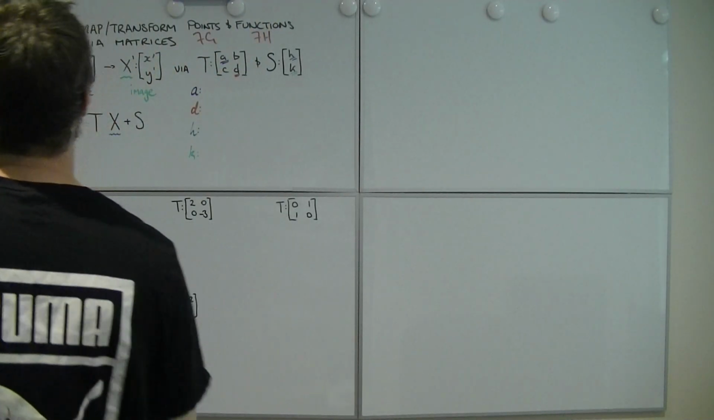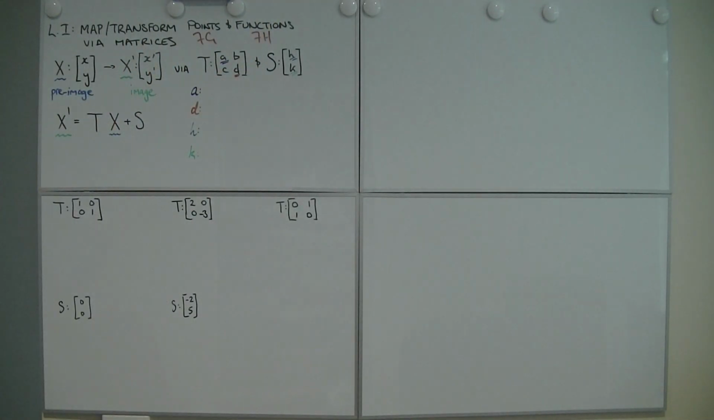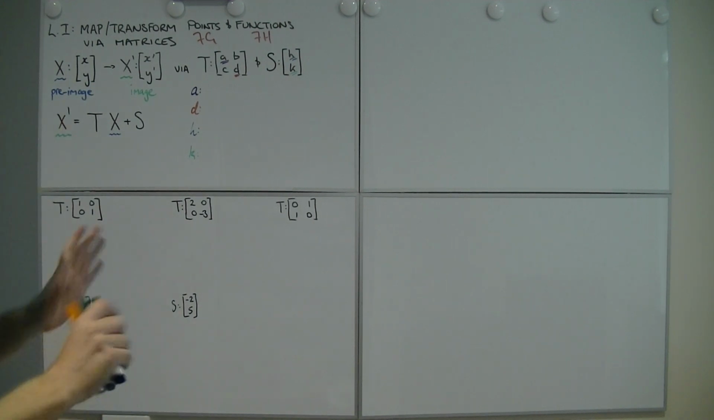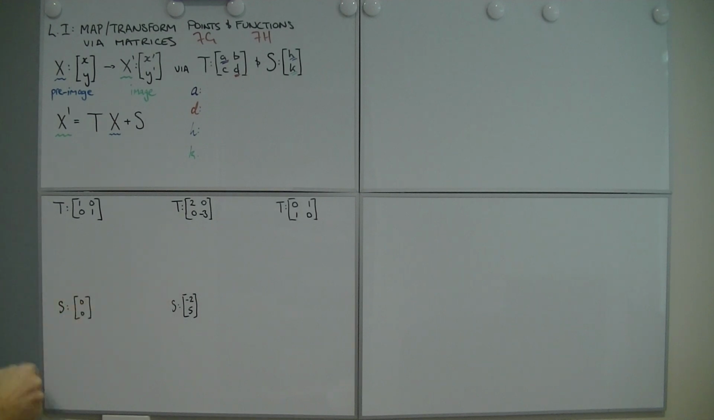Okay, so map slash transform points and functions via matrices. This is going to be the 7G, 7H. The reason I've got map or transform, you can use either of those two words. It means essentially exactly the same thing. Cool, so what are we talking about?